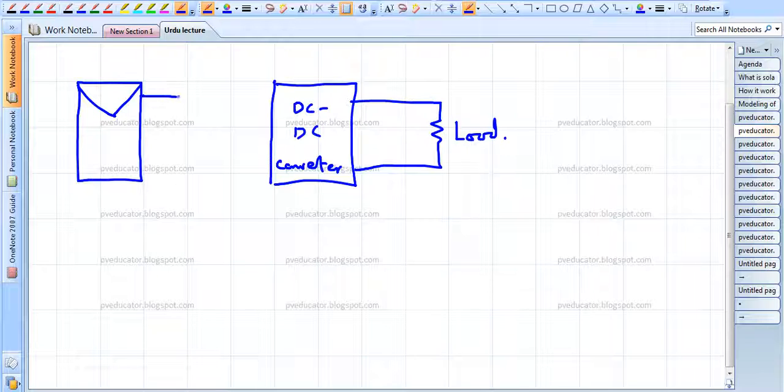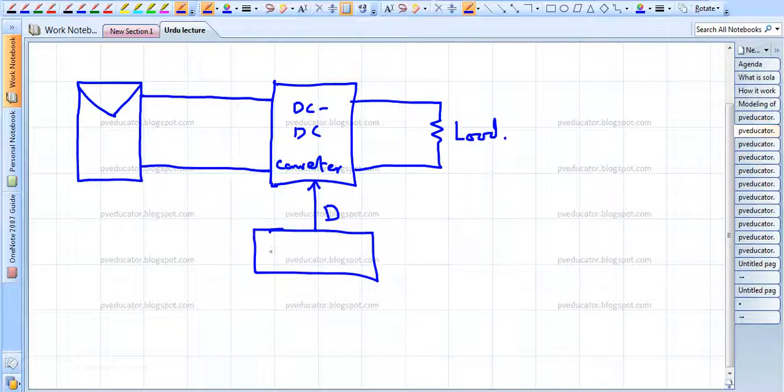Now we have to connect our panel with the DC to DC converter, and we have to feed it with some duty ratio D. This duty ratio is computed here in this MPPT block, which I am implementing with the short circuit current MPPT. Now this short circuit current MPPT requires two things. First, it requires the ISC, and secondly it requires the photovoltaic instantaneous current.